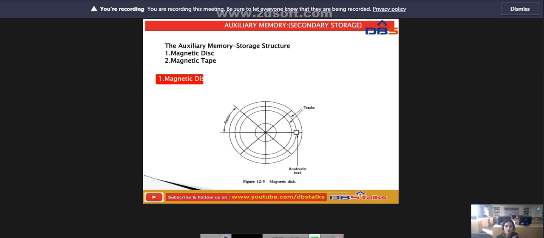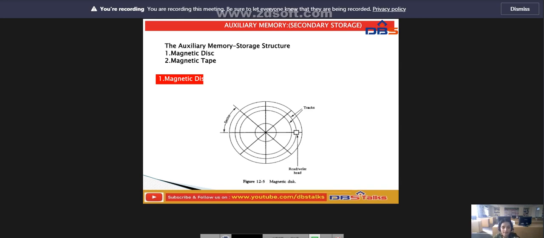Bits are stored in the magnetized surface in spots along concentric circles called tracks. In this diagram, I have the circles. The lines between the circles divide them, and the gap between those lines is called a sector. The circles are the tracks. This rectangular shape is called the read and write head.